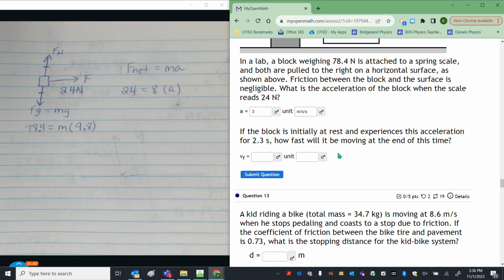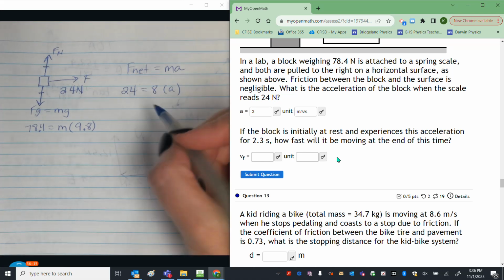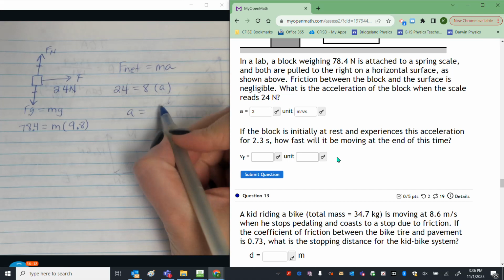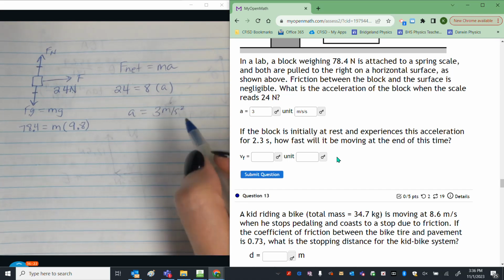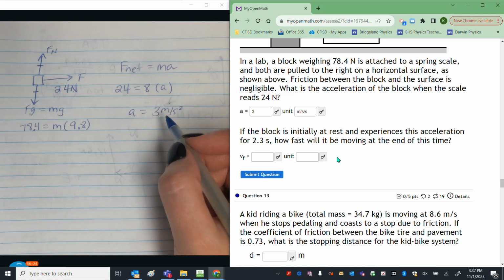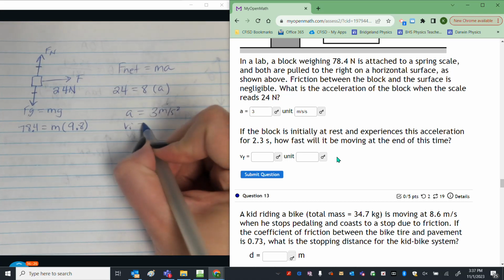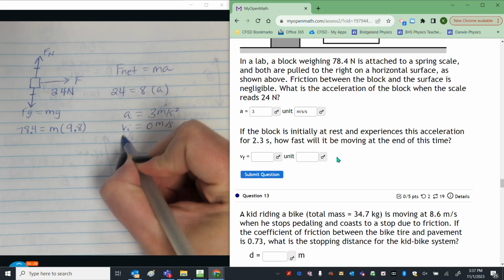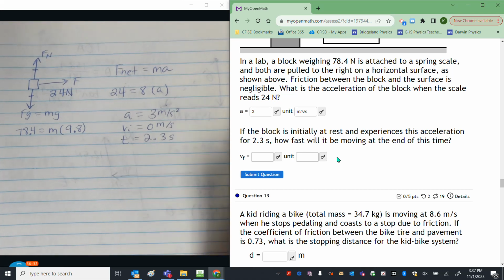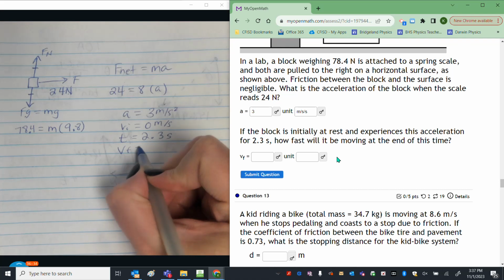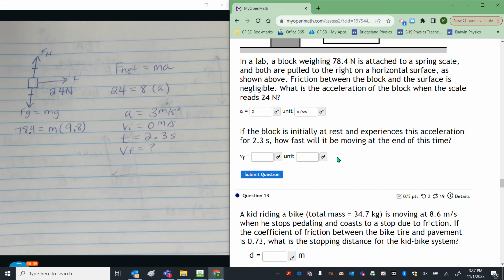Second question, if the block is initially at rest and experiences this acceleration for 2.3 seconds, how fast will it be moving at the end of this time? So we just found an acceleration, 3 meters per second squared. They are now giving us some other pieces of information, like the fact that our initial velocity was 0, and that this acceleration occurred for 2.3 seconds. And they're asking us, how fast will it be moving at the end of this time? So we're looking for VF.